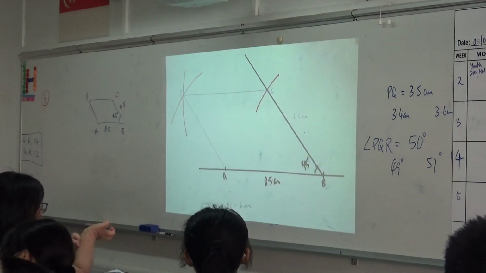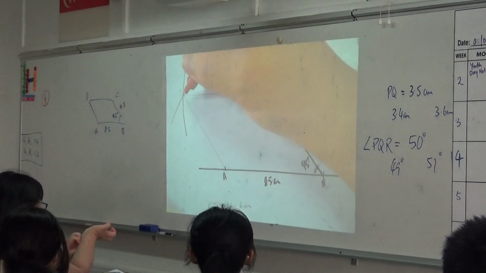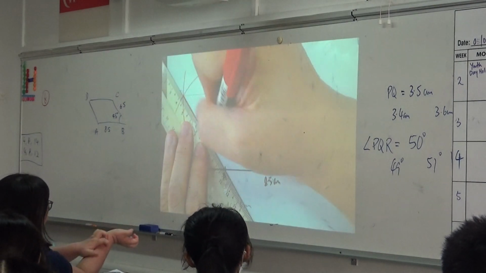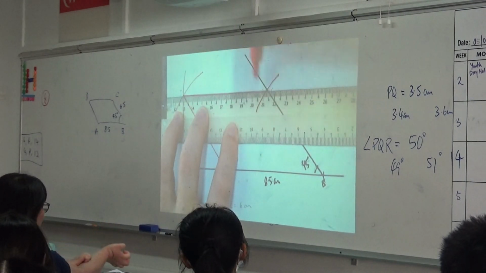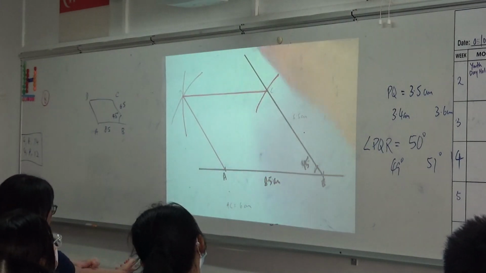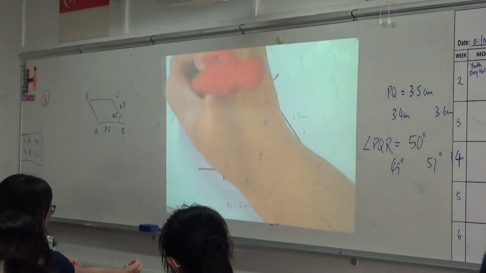Now, can you see I can join already? I can join here. Then I can join here. Can you see I will get my parallelogram? This is my C, this is my D.